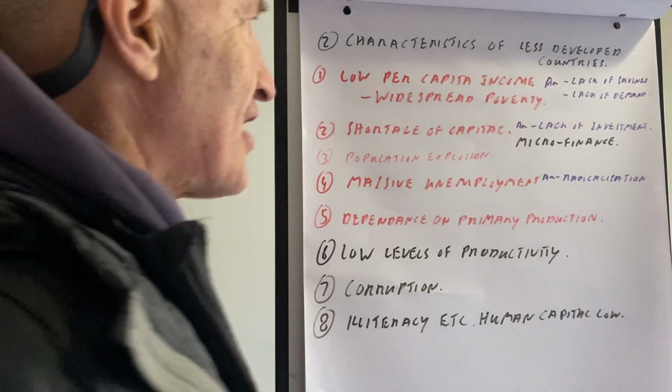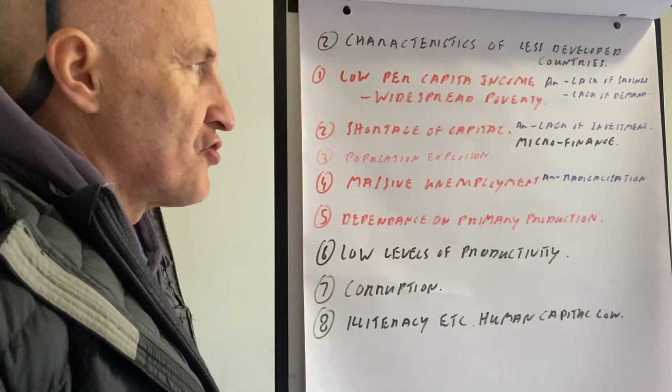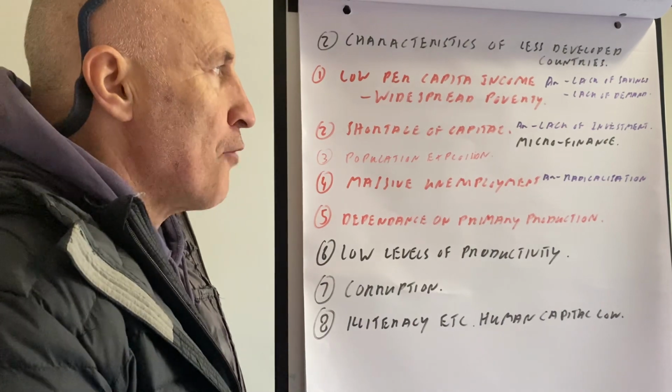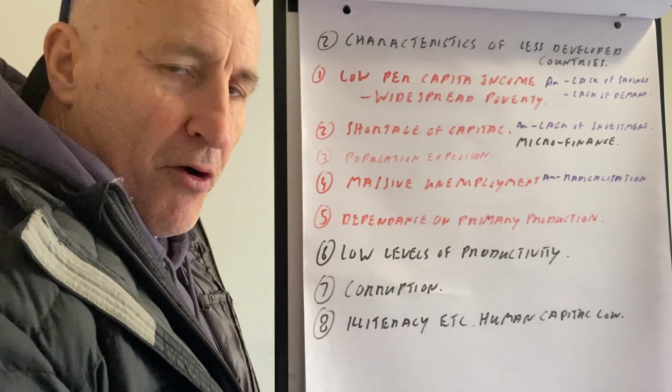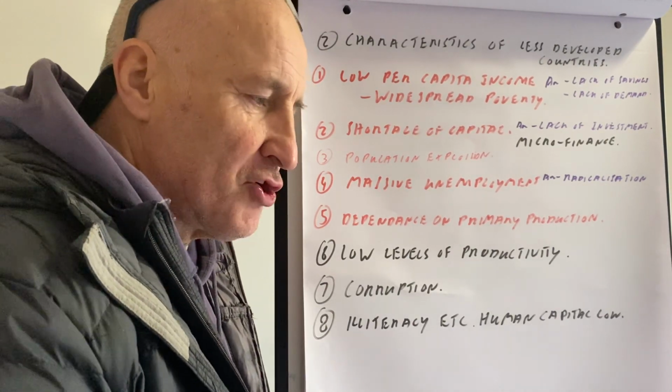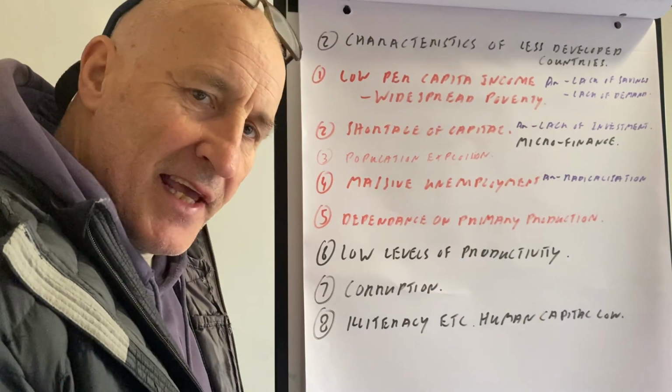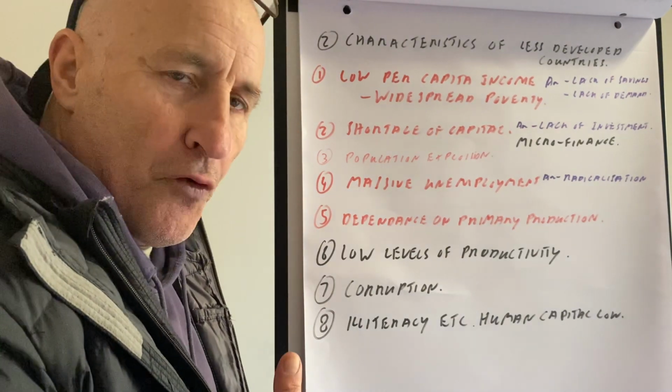Video 2 on this section is characteristics of less developed countries. Right, less developed countries have a low per capita income, widespread poverty. Now, the problem if you have a low per capita income, you don't save very much. If you don't have savings, then there's less money available for investment.